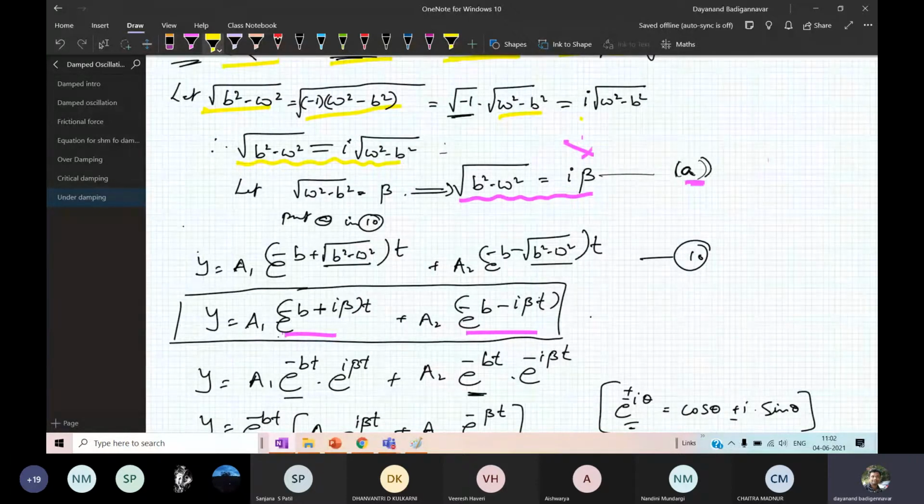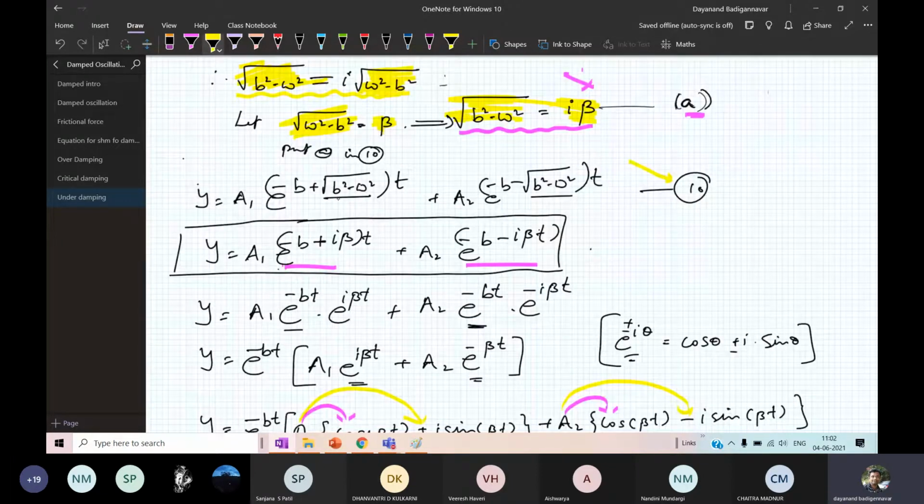Therefore, if root of omega square minus B square is equal to beta, then root of B square minus omega square I can write as i times beta. Just substitute it in equation 10. This is equation 10, with the root of B square minus omega square. I have to do the substitution here, and take it as i beta.